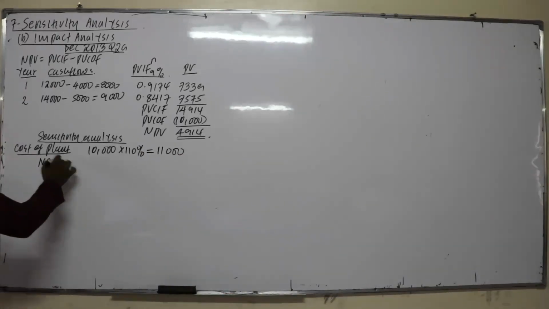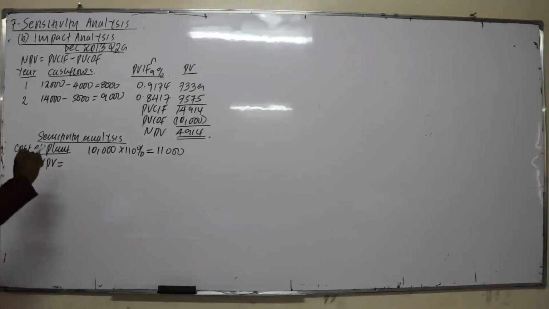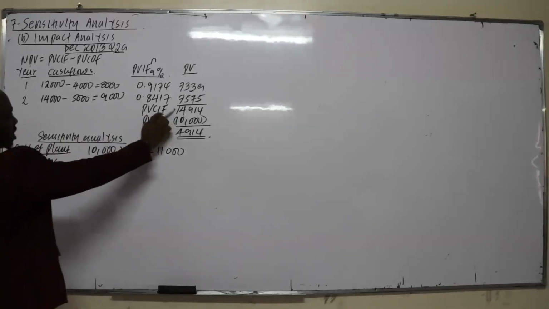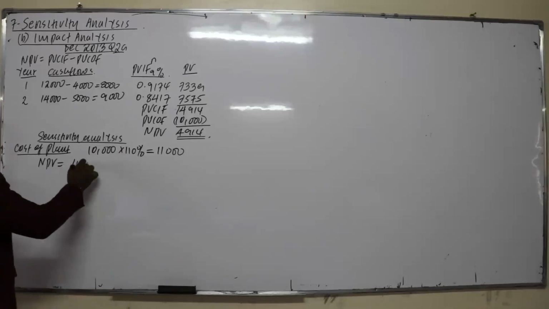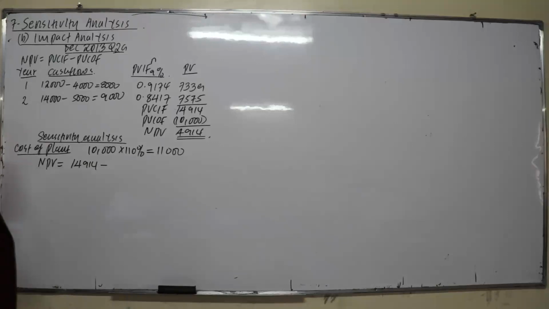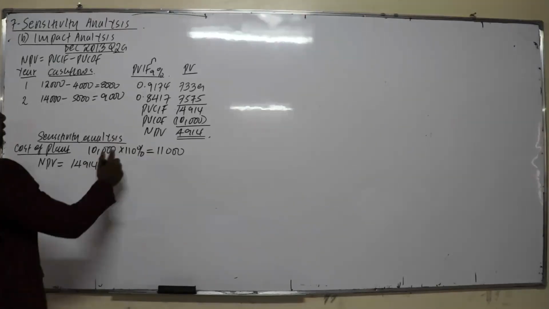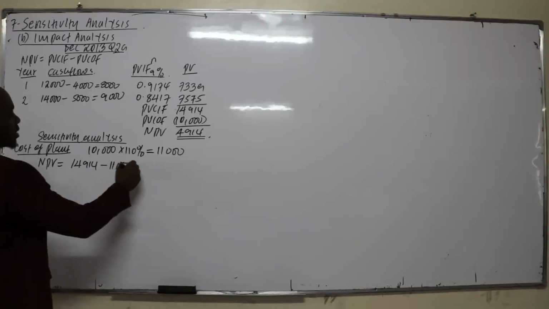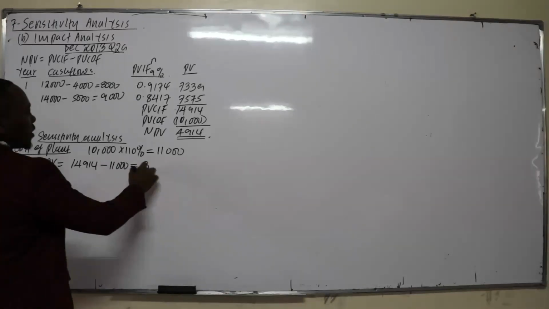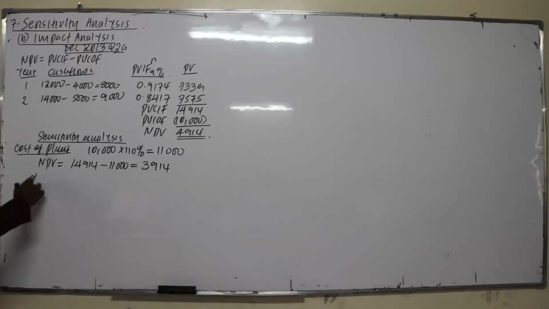Remember, I said that at the impact analysis, we compute the percentage change in NPV. So to get NPV, you take the present value of cash inflow. That one is not changing, 14,914. Then you deduct the present value of cash outflow. Now, when it's affected adversely and increased by 10%, it will be 11,000. So our new NPV will be how much? That's 3,914. Good. Now let's compute the percentage change.